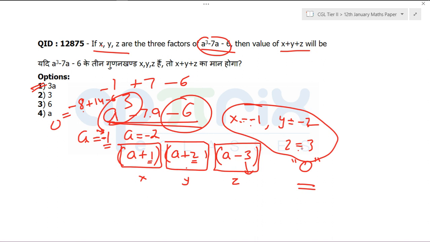Even if you sum it out, you are going to get 0. You are not going to get 6. 6 is not the answer here. Here a is a variable, and these are the three factors: a plus 1, a plus 2, and a minus 3. If you sum it out, you are going to get 3a, which is the right answer, right? So a little bit of carefulness is required in this particular question.